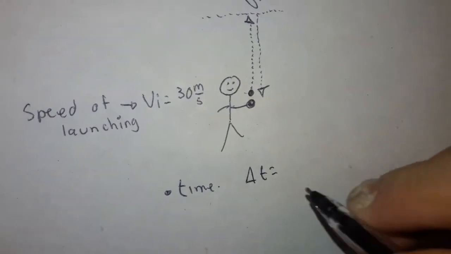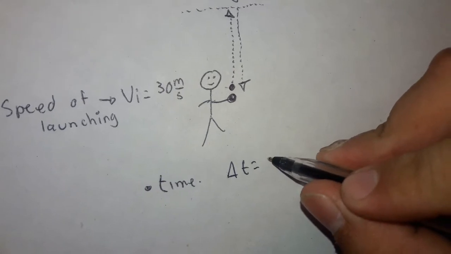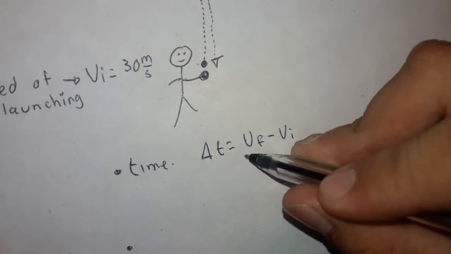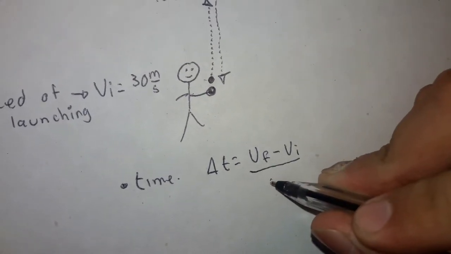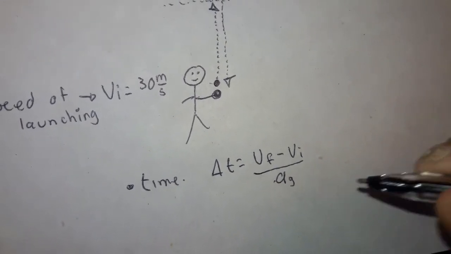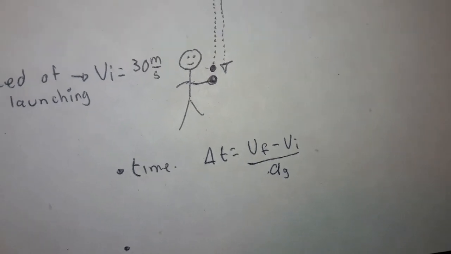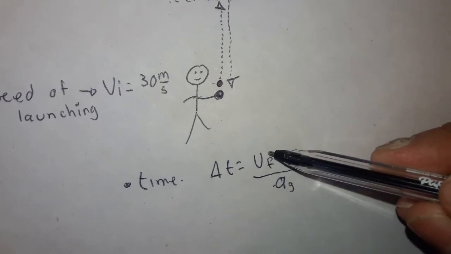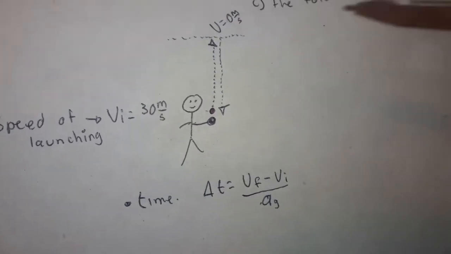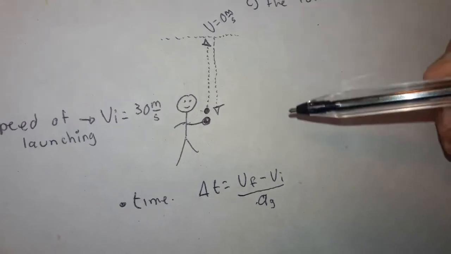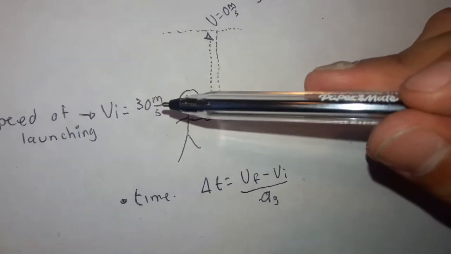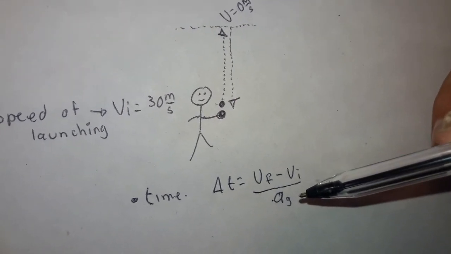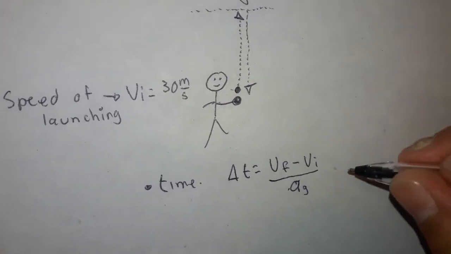You have a formula for the time where you have the speed: the final speed minus the initial speed, divided by the acceleration of gravity. As you have it like this, you know that the final speed when it goes up is zero, the initial speed is 30, and the acceleration of gravity is always negative 9.8. So that's the way I'm going to do it here.